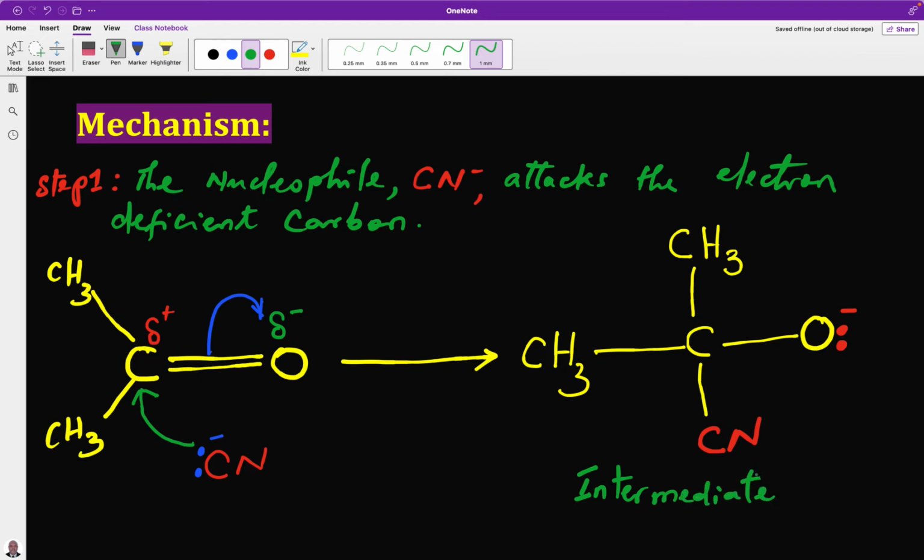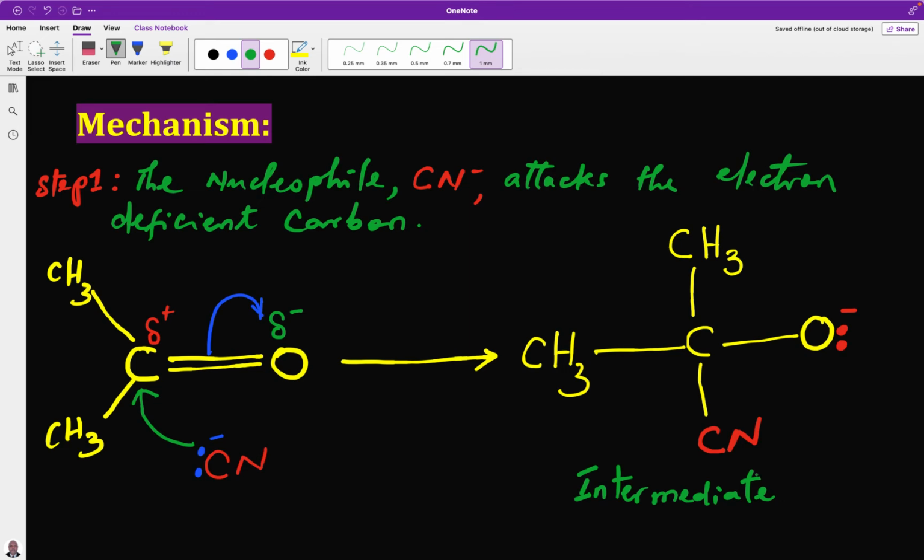This is an intermediate that has been formed as a result of this mechanism. Now, the intermediate is highly reactive. So what must be done? Something must be done.